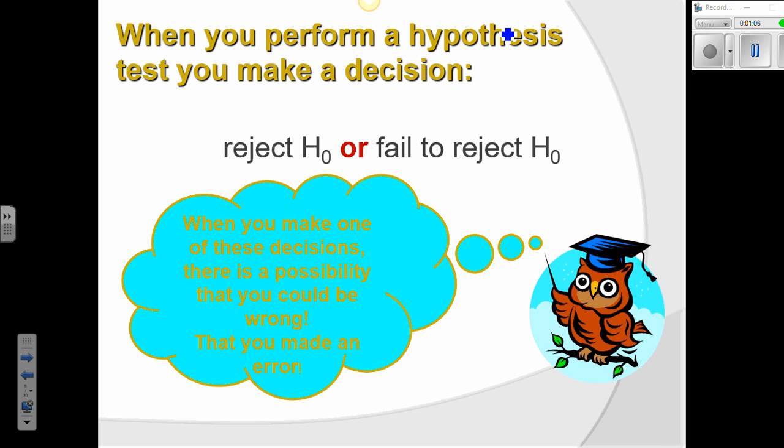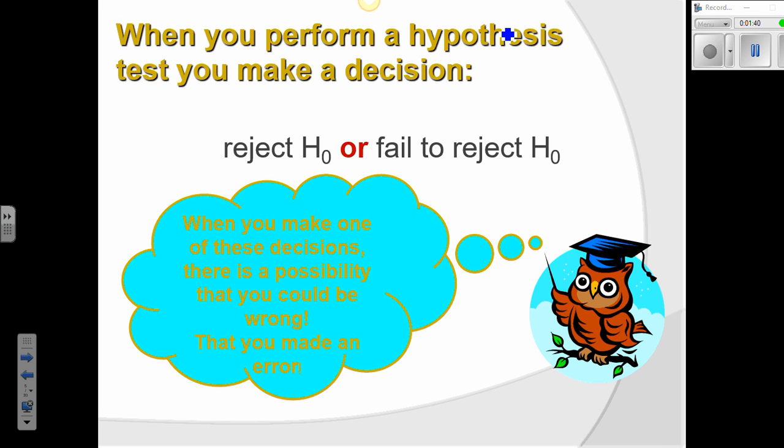So yesterday when we were doing our animal cracker activity, what did we end up concluding? They were overfilling the boxes, right? So we rejected H0. What if we were wrong? Could we be wrong? Possibly. What's the probability of us being wrong? Can you find that? Maybe. All right. Interesting thoughts, right?